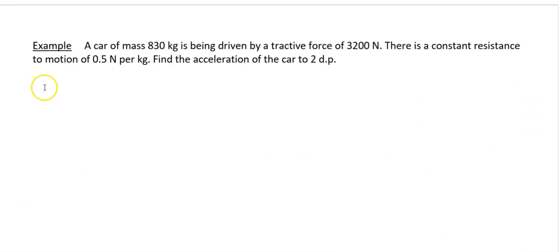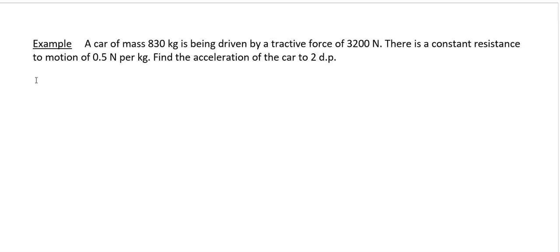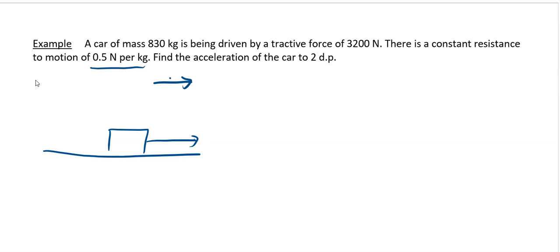Okay, next example says a car of mass 830 kilograms is being driven by a tractive force of 3,200. There is a constant resistance to motion of 0.5 newtons per kilogram. Find the acceleration of the car to 2 decimal places. Okay, a little diagram here would be very helpful. I'm going to say it's moving this way. So how you denote acceleration is a double-headed arrow. So I've got my a going this way.